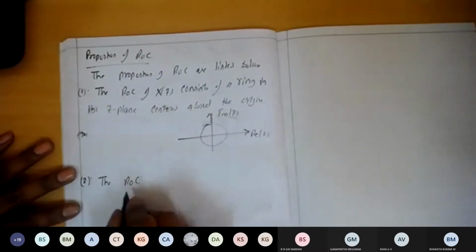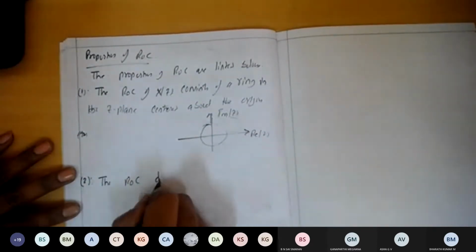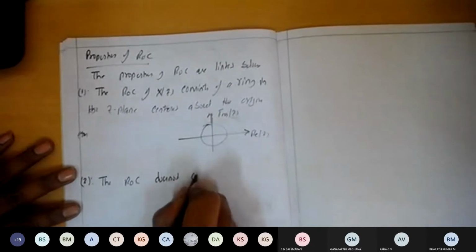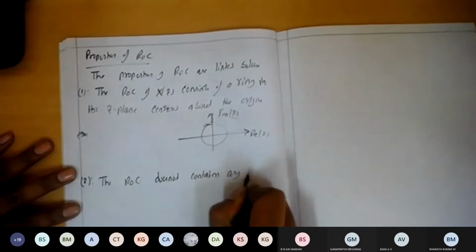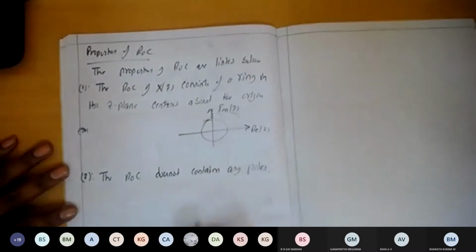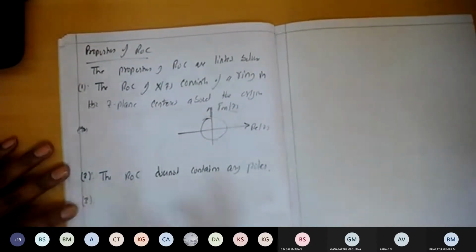So take it: the ROC does not contain any poles.